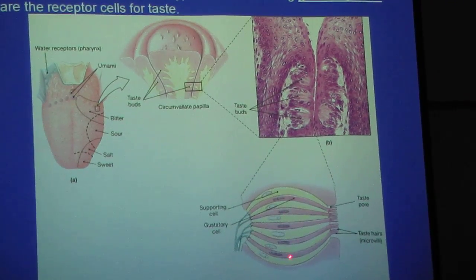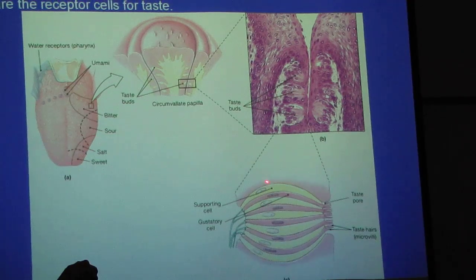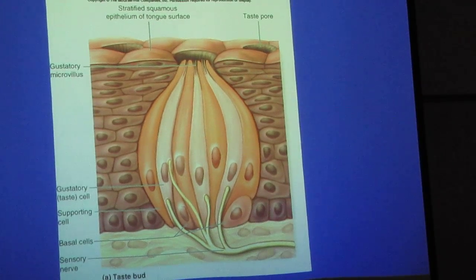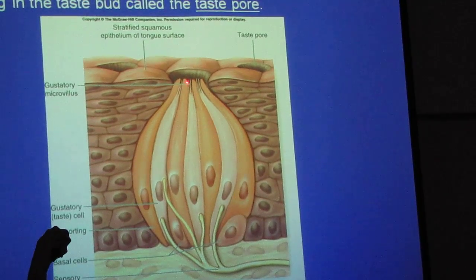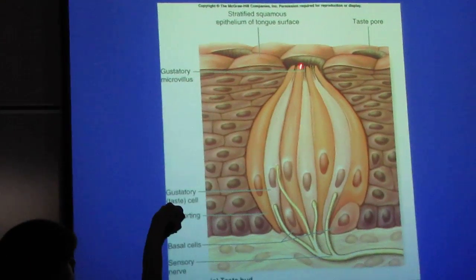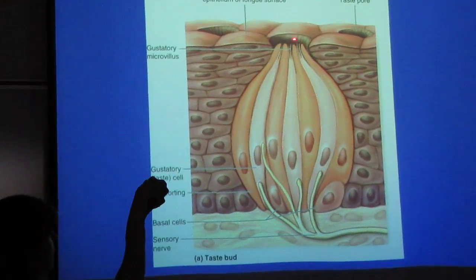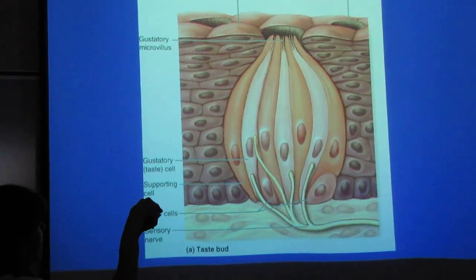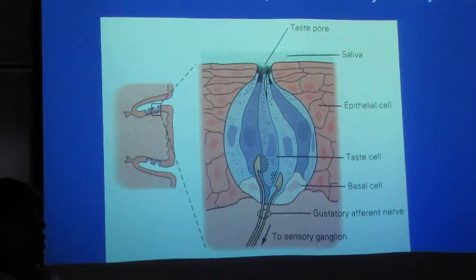These are the gustatory receptors. And then in between you have those supporting cells. Here's another view. Here's that little pore where the food has to dissolve in saliva and bind to receptors right here on these sensory neurons. There you can see the stratified squamous. There's another view.